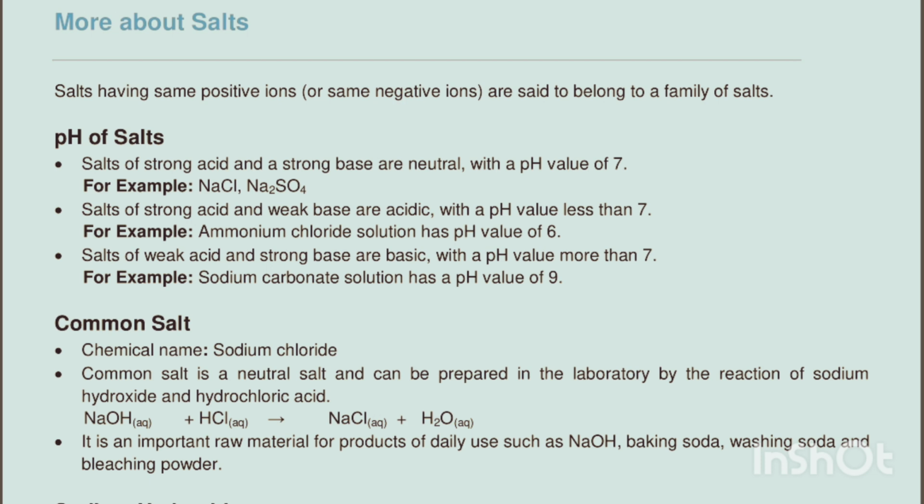Example, ammonium chloride solution has a pH value of 6. Salts of weak acid and strong base are basic with pH value more than 7. Example, sodium carbonate solution has a pH value of 9. Hope you have understood. Both strong acid and strong base give neutral salts. Strong acid and weak base give acidic salts. Weak acid and strong base give basic salts. Those examples I have also explained here.